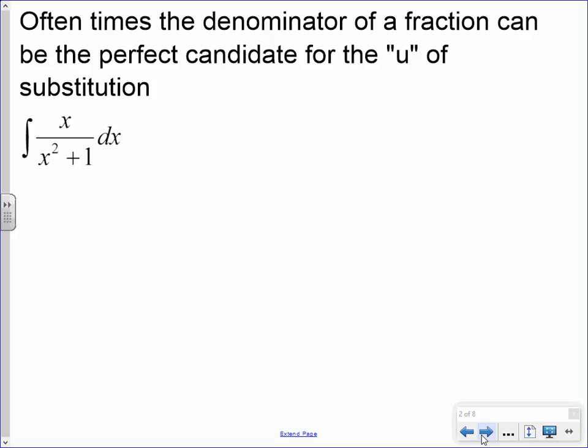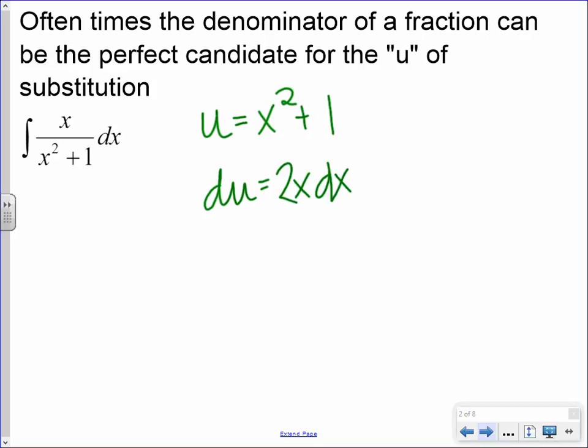So, in this case, what would we have to let u equal? x squared plus 1. And if u equals x squared plus 1, then du is 2x dx. Okay, so we have an x dx, but we don't have that 2. So we can go ahead and divide that 2 over.